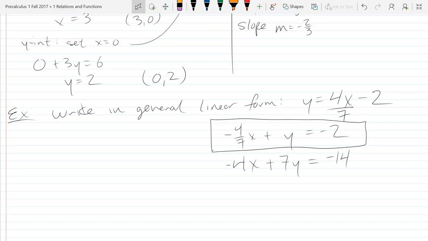You don't have to have a certain coefficient in front of x or y. So I could have gone with 1 in front of the y and then had negative 4/7, or if I want to avoid fractions, I could write this one on the bottom with no fractions at all. Did you start with the y equal, or did you start with the slope-intercept form? Yeah, we started with the y equals mx plus b form.